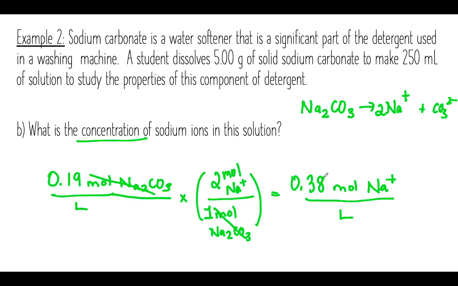That's how many moles there are in 1 liter of solution. That's how many moles of Na+ there are. So the concentration of Na+ is 0.38 moles per liter, or remember what we said, 0.38 big M.